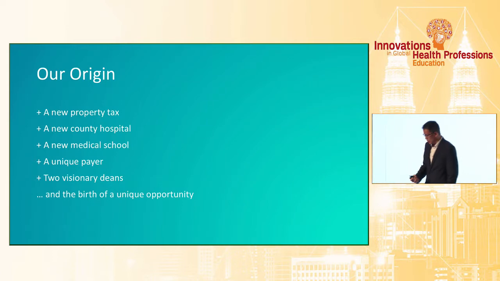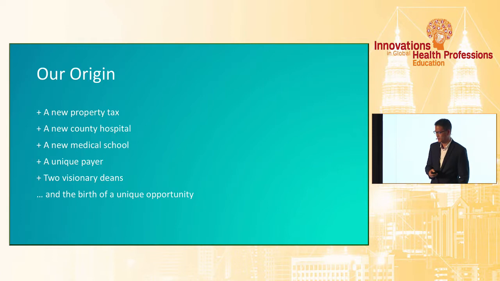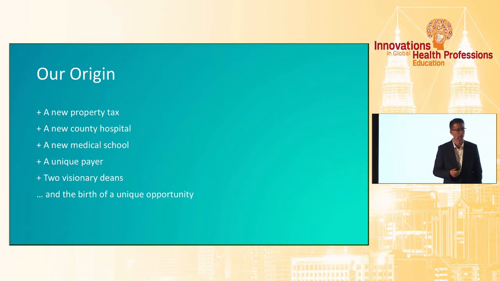So the origin of the Design Institute comes from a really unique set of circumstances in Austin, Texas. Austin is right in the middle of Texas. It is its state capital. It is unlike the rest of Texas. It is what we call a blueberry in a very red state.